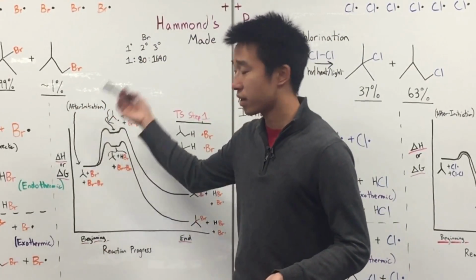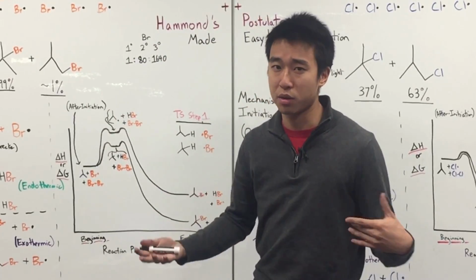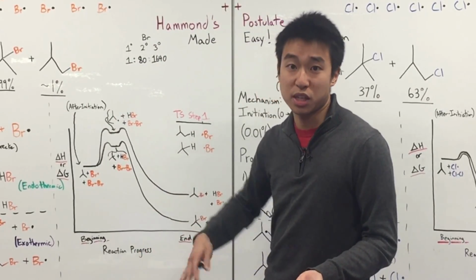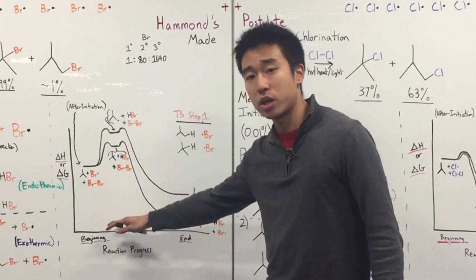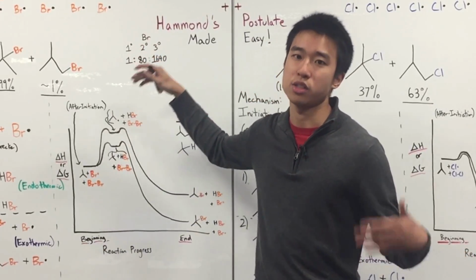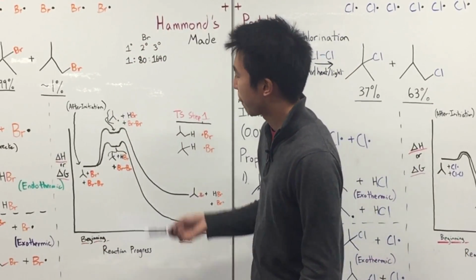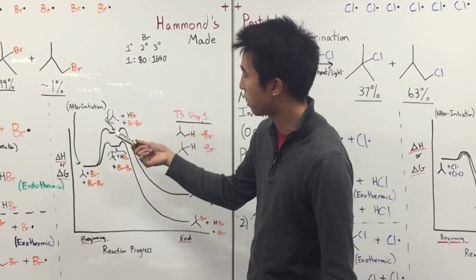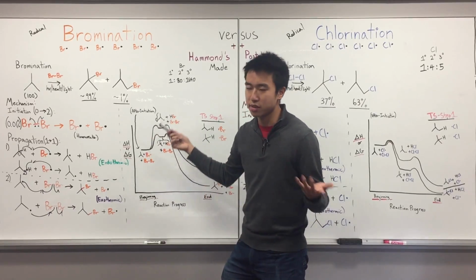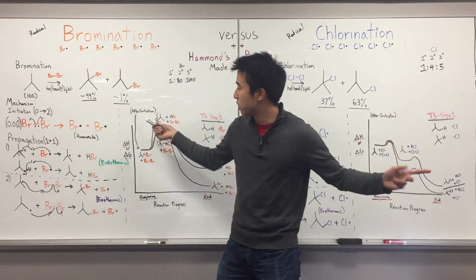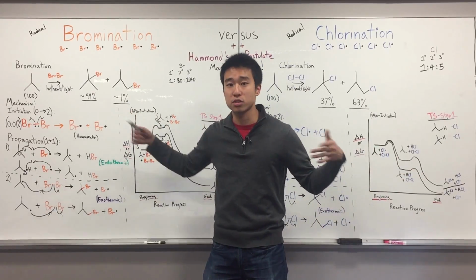Okay. The y-axis is delta H or delta G. Doesn't really matter which one you think about. It just means energy. Lower means lower energy, more stable. Higher means higher energy, less stable. Okay. So yeah, hopefully you got this. In bromination, oh yeah, I should have said this: both of these are the energy diagram for after initiation has already occurred.